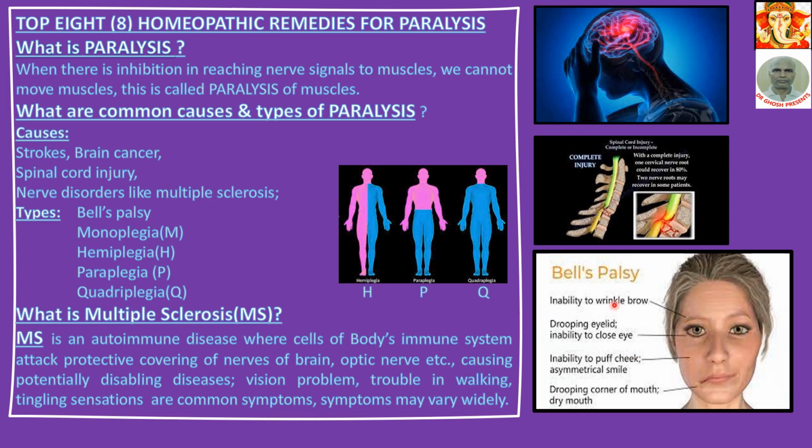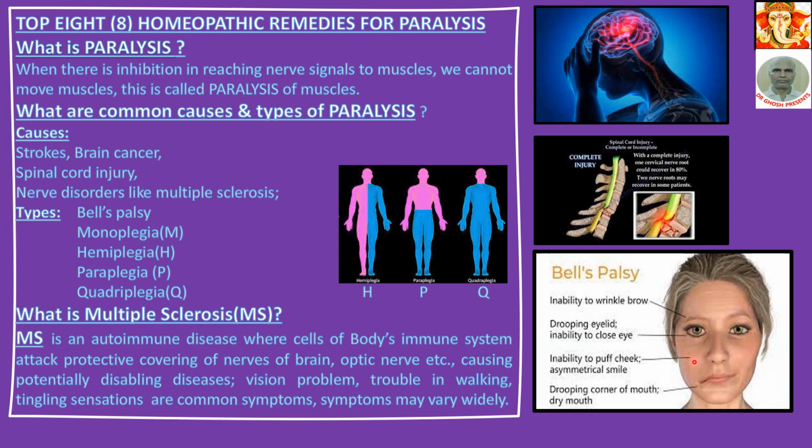Look at the inability to wrinkle the brow. This brow he cannot wrinkle. Drooping of the eyelid: the eyelid will droop and he cannot close the eyes. Inability to pull the cheek: this cheek he cannot pull up.